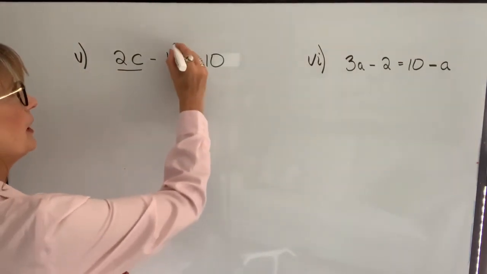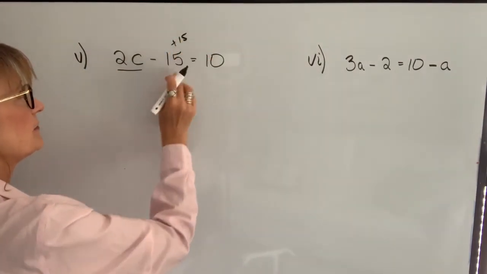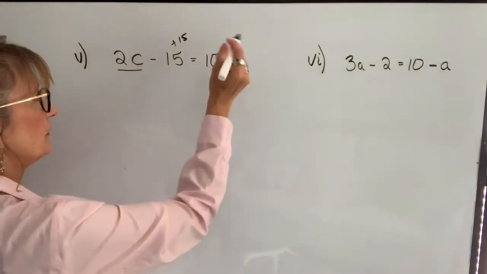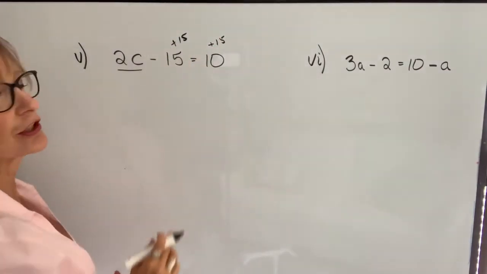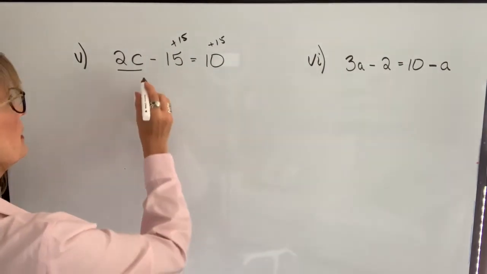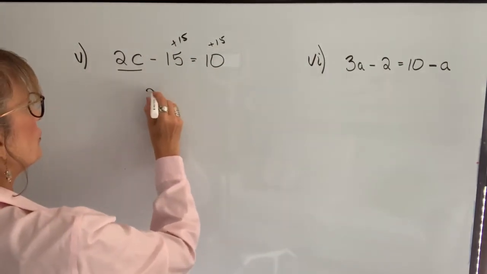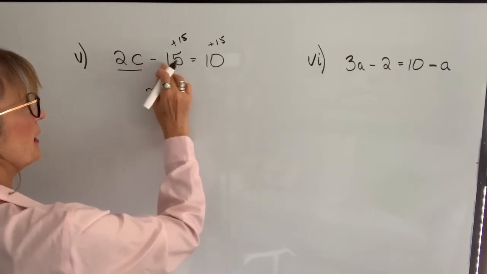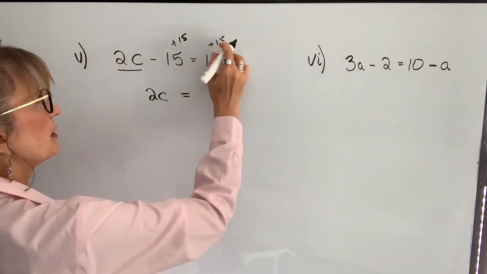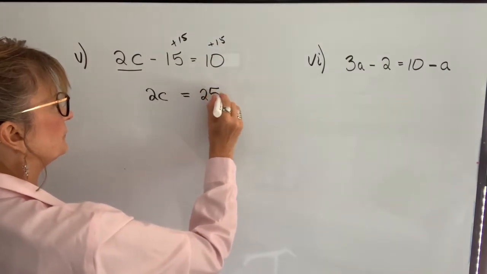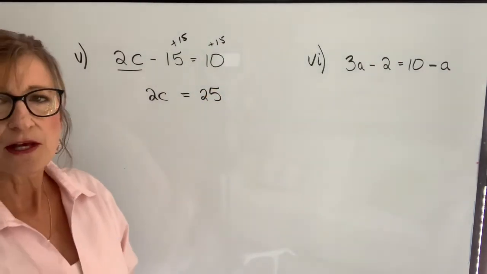So my first step, I'm going to add 15 to both sides because I want to get rid of this 15 that's being subtracted, and the opposite of subtraction is addition. So I'm going to be left with 2c plus 0, because minus 15 plus 15 will be equal to 0, equal to 10 plus 15 is 25. So that's my first step.